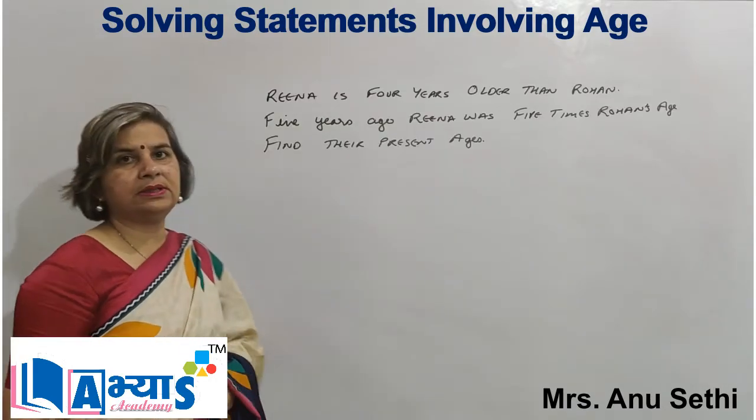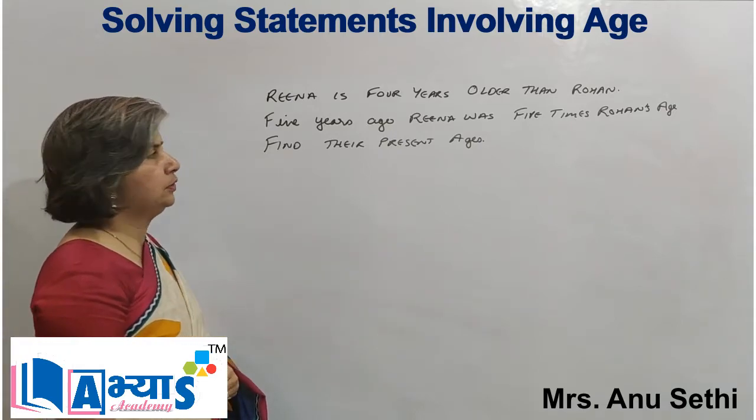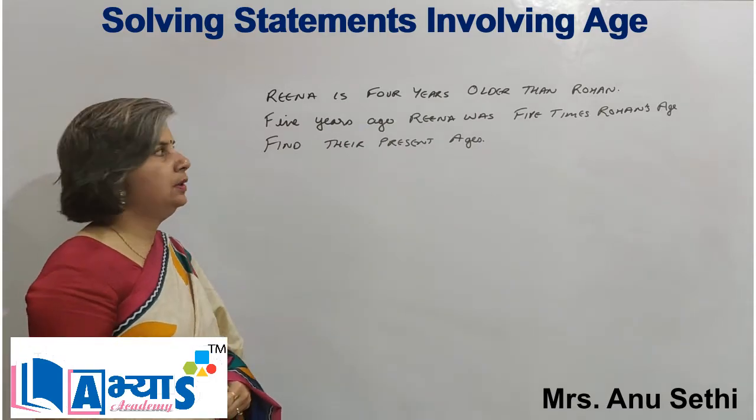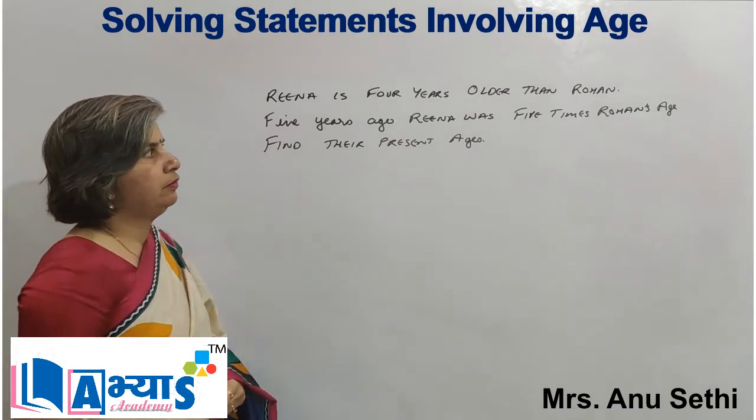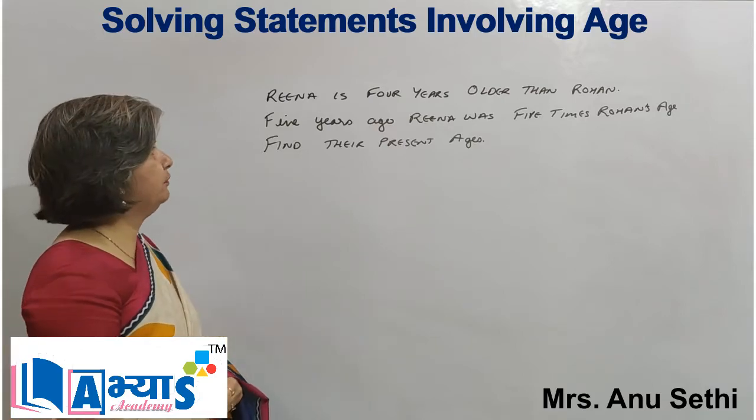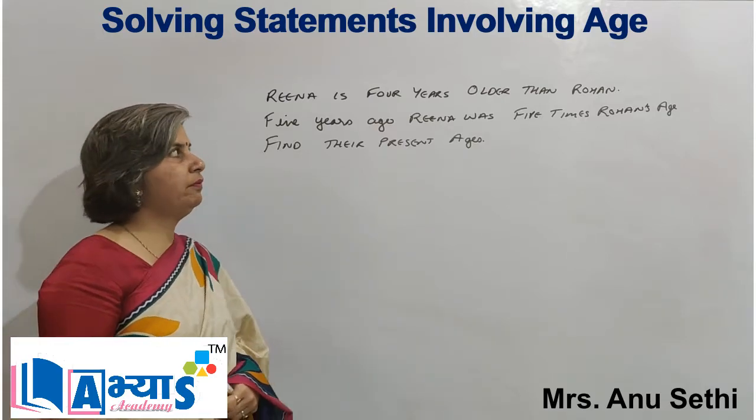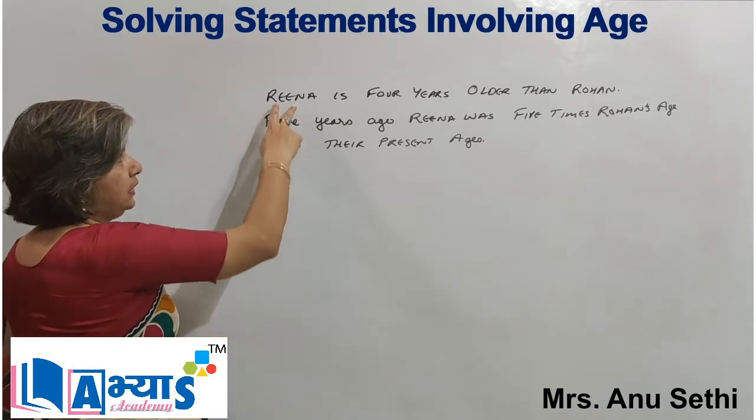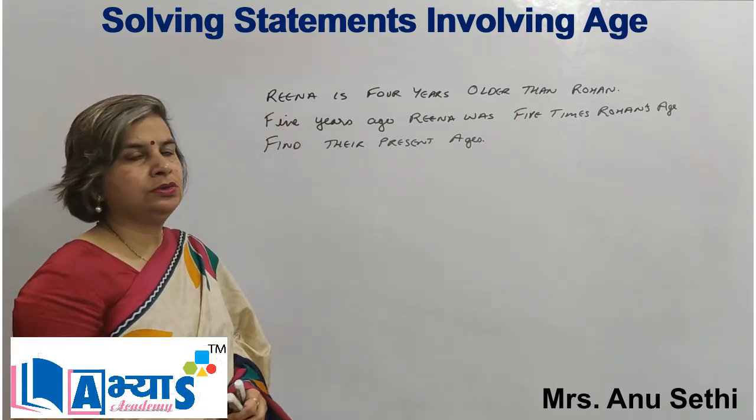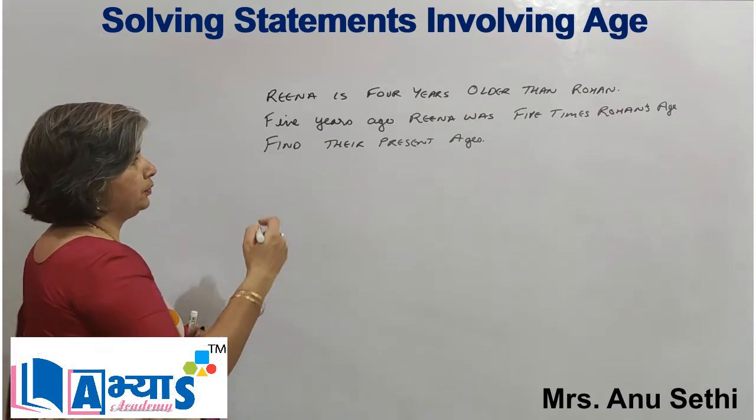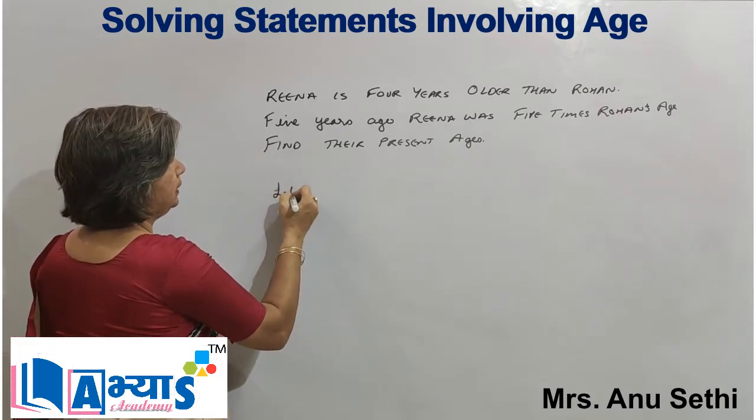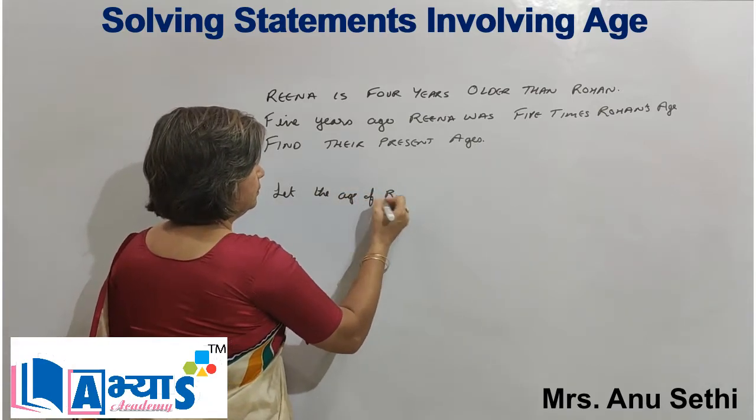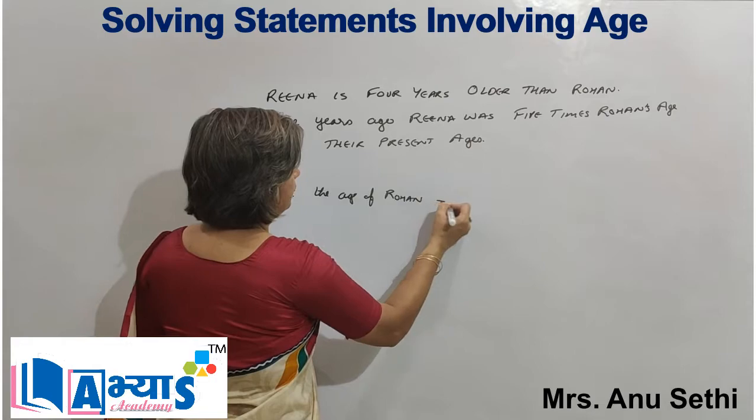Now let us discuss an example. Suppose we are given a question in which Reena is 4 years older than Rohan. 5 years ago, Reena was 5 times Rohan's age. Find their present ages. That means we want to find the age of Reena and Rohan. As we are given that Reena is 4 years older than Rohan, we can assume the age of Rohan. Let the age of Rohan be equal to x years.